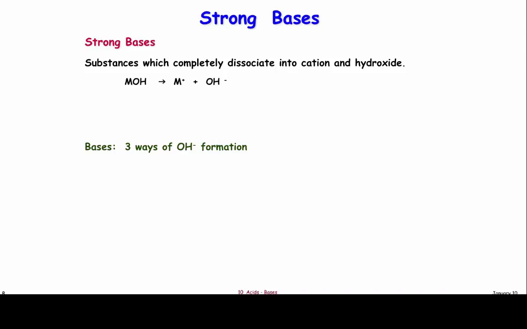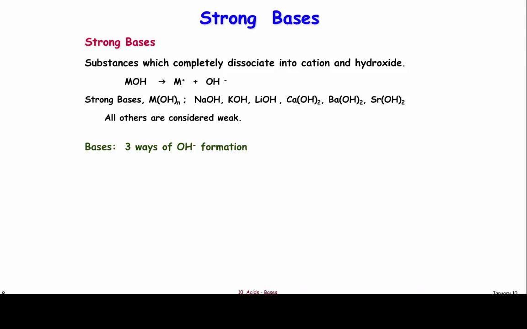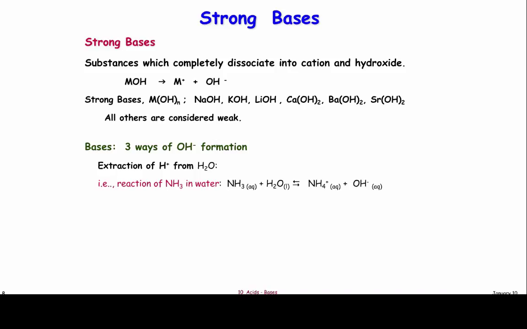What are strong bases? Strong bases are those chemicals that deliver hydroxide 100% of the time. So just like a strong acid, if you have a chemical that when dissolved in water gives you 100% hydroxide, then you can consider that a strong base. Strong bases are generally made of a metal, especially a group 1 metal, and hydroxide. The alkali metal hydroxides: sodium hydroxide, potassium hydroxide, lithium hydroxide, or group 2: calcium hydroxide, barium hydroxide, and strontium hydroxide.